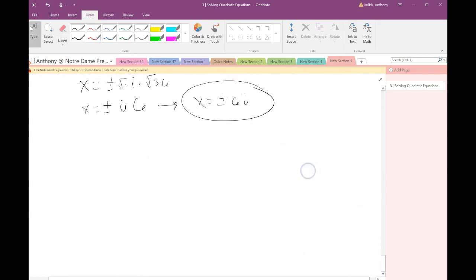So our homework for this lesson is going to be numbers 1 through 26.